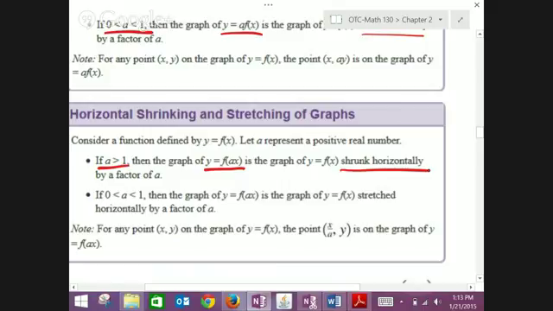It's the domain that's changing. And that's kind of what they're trying to get at here: if your original domain went from x to y, your new domain is going from x over a to y. If a is greater than 1, you're going to have a shrink. If a is in between 0 and 1, you're going to have it stretched. And I'll show you some examples.